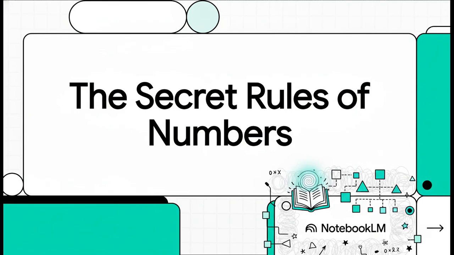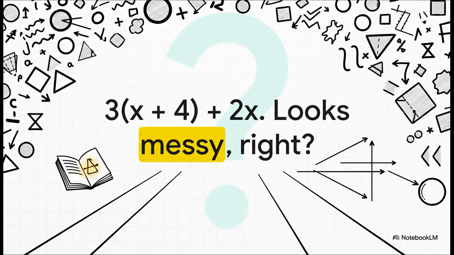A lot of us were taught math like it was just a bunch of random rules you had to memorize. But what if it's not random at all? What if there's a hidden grammar, a kind of secret rule book that, once you see it, makes everything just click? In this explainer, we're going to pull back the curtain and look at the simple, powerful logic that makes all of math work. So take a look at this.